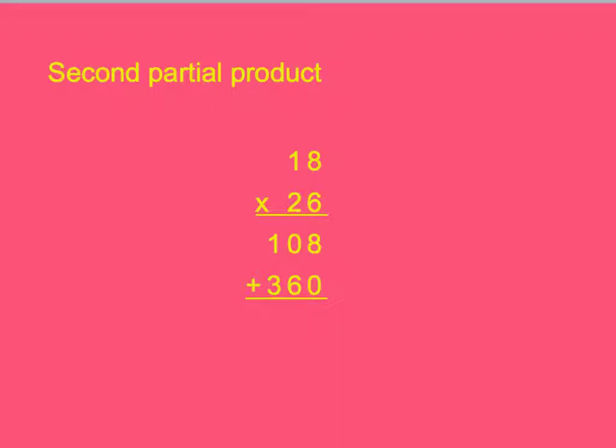Here we have both of the products. We're going to add them just like we normally would. 8 plus 0 is 8, 0 plus 6 is 6, and then 1 plus 3 is 4. So now we have 468 as our final product for 18 times 26. But we need to remember that we're dealing with the decimal here, so we need to figure out where we're going to place that decimal point.